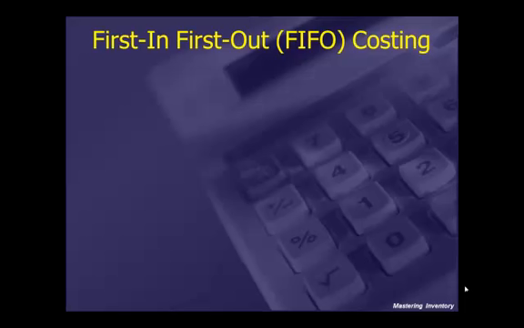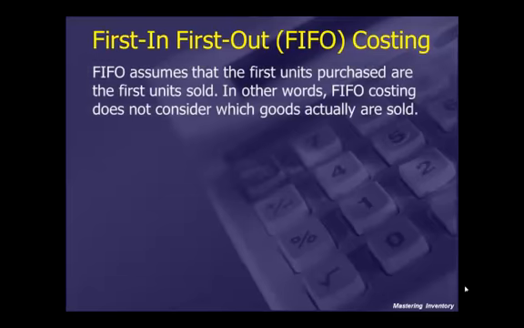All right, we're ready for FIFO, first in, first out costing. And under FIFO, the assumption is that the first units purchased are the first units sold. Now, FIFO costing, the way we handle the costing in the accounting department, does not necessarily have to match up with the way the goods are actually sold out on the showroom floor.